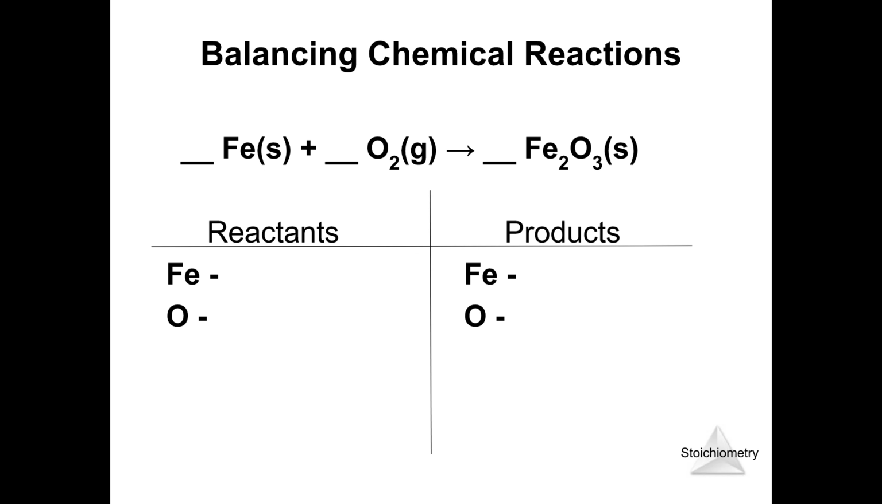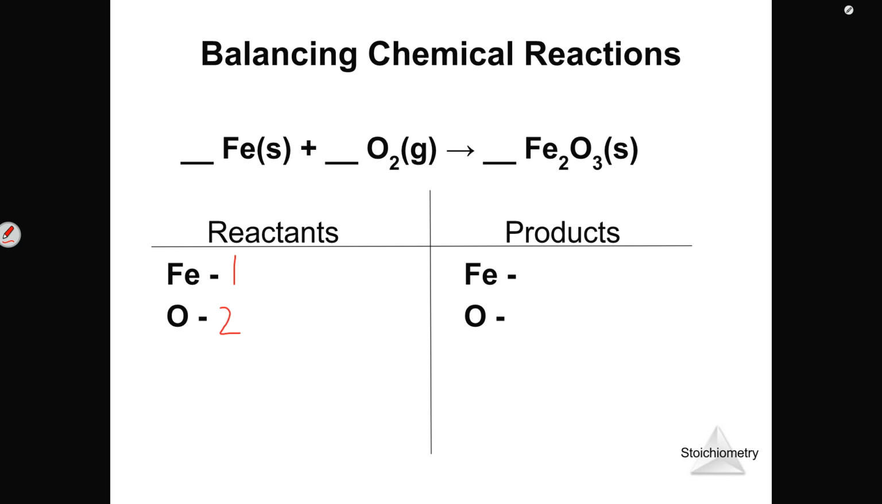So I have 1 iron on the reactant side and 2 oxygen. And then I'm going to look to the products. I have 2 iron and 3 oxygen. So I'm going to start with my iron. I always just like to start at the top and work my way down. I need 2 iron on my reactant side to balance with my product. So I'm going to put a 2 in front of the iron on the product side. That gets multiplied, and now I have 2 iron.